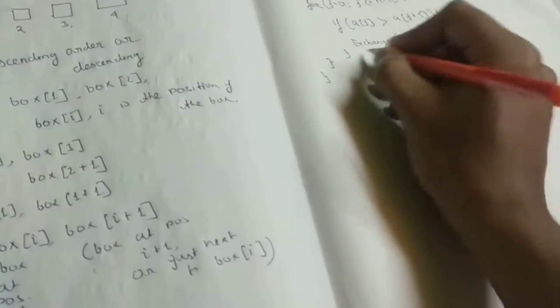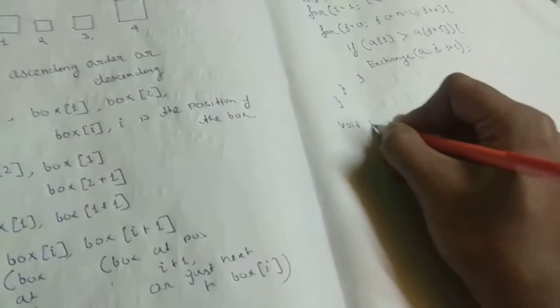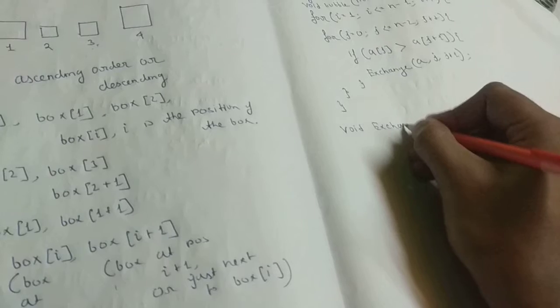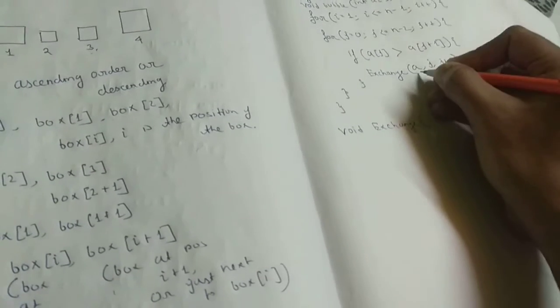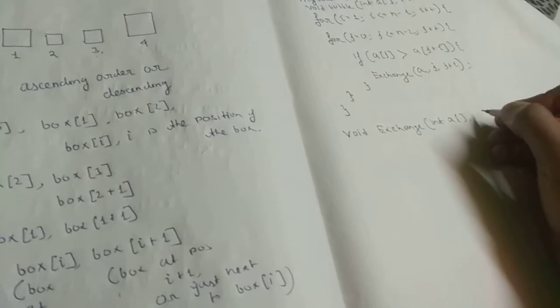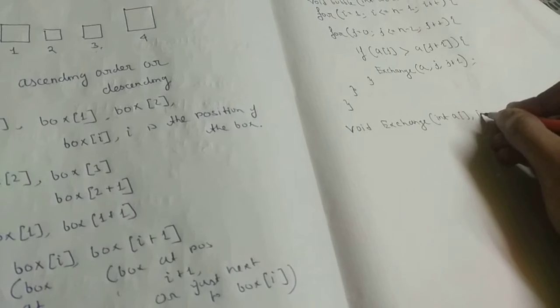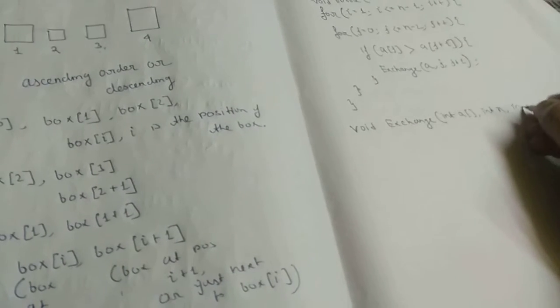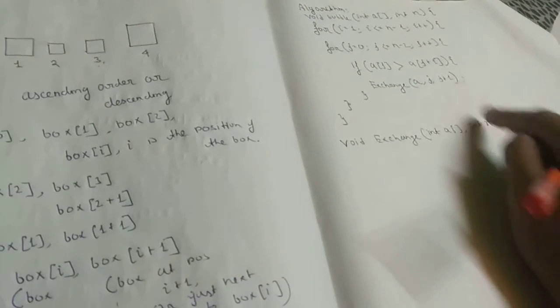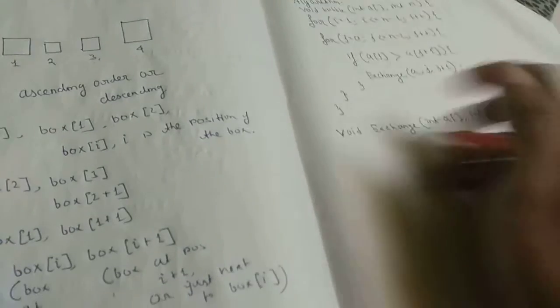Now I will discuss how the exchange function or the exchange procedure looks like. Void exchange. Now what are the parameters? An integer array. You can even take a float array. Int x, int y. Because there are three parameters: one parameter to hold the value of j and another parameter to hold the value of j plus 1.